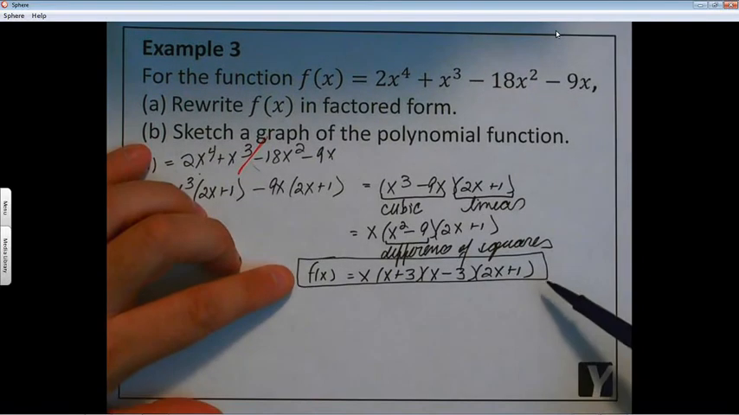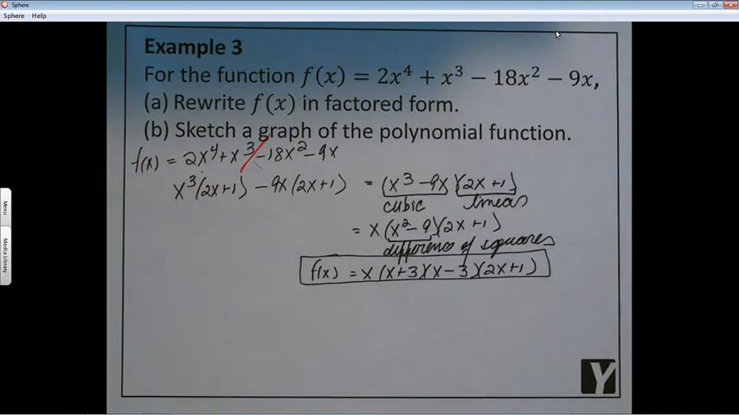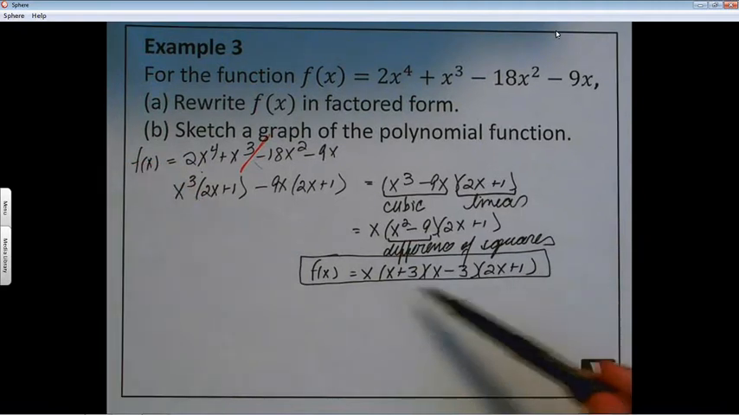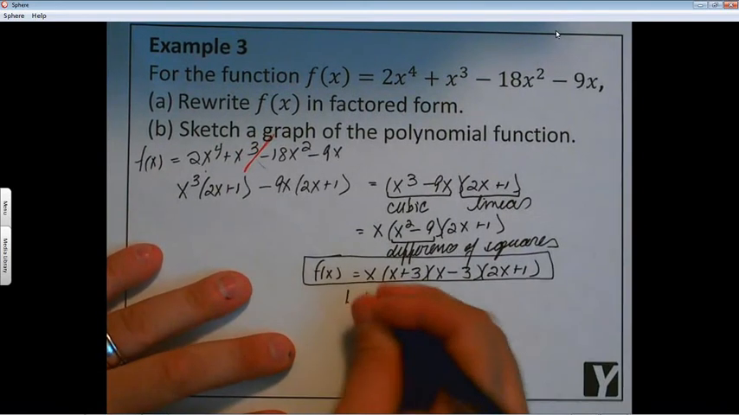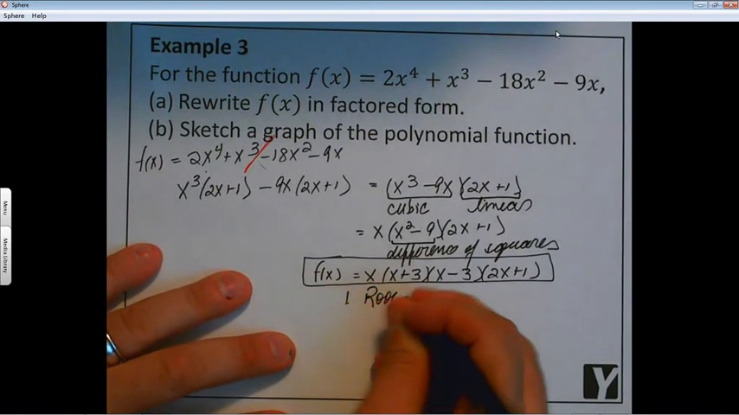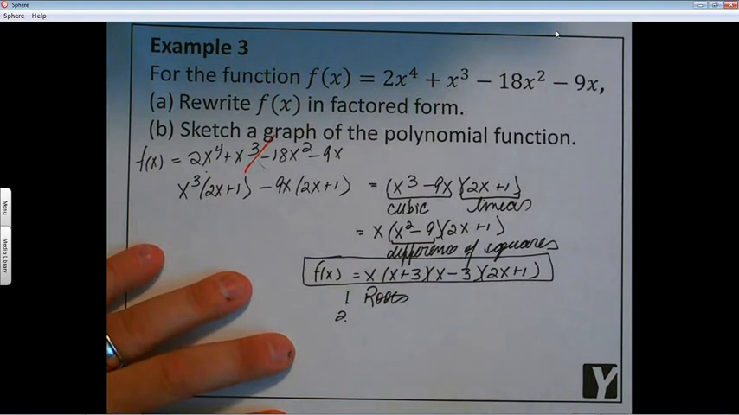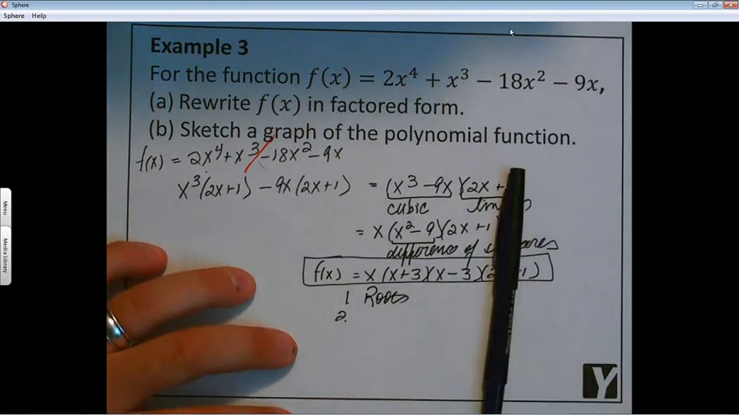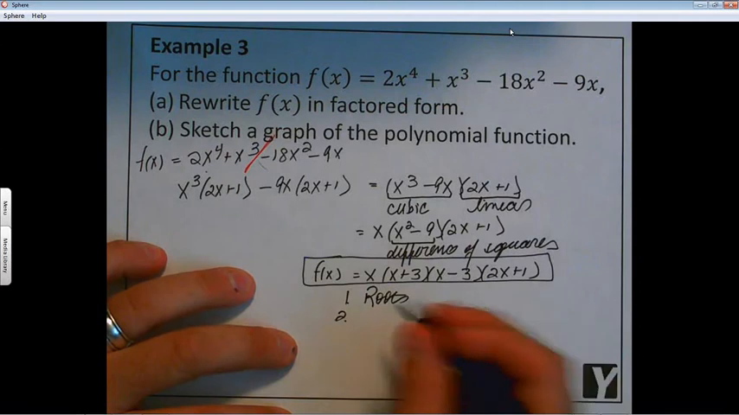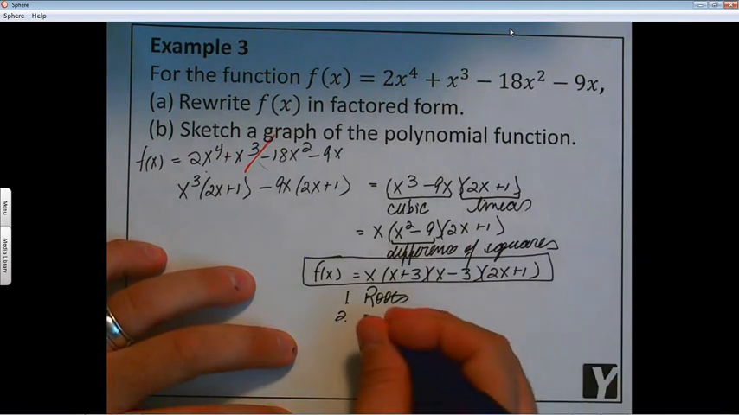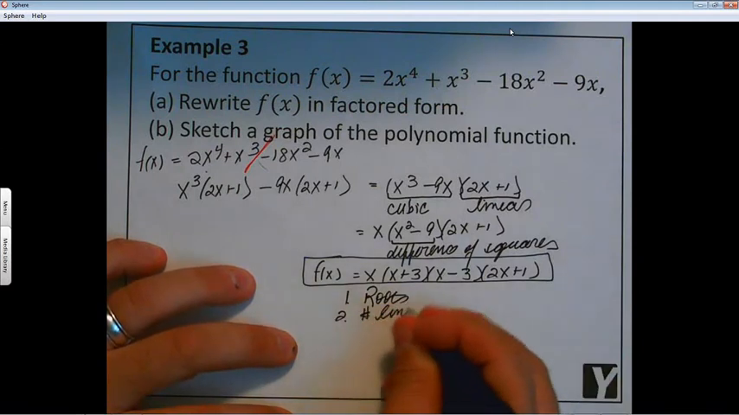Now, in part B, we want to sketch the graph of the polynomial function. And this is a whole other skill that is getting developed. You probably spent a day or two in pre-calculus taking polynomials written in factored form to actually generate the graph of the polynomial. In order to do this, we're going to find the roots.